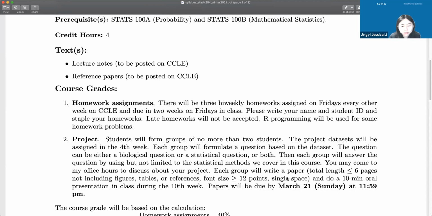So for your information, this paper will have a format requirement. So we require the total length to be no longer than 6 pages, but this excludes figures, tables, or references. And the font size 12 point, single spaced. So we can make sure that every group has approximately the same amount of materials in the report.